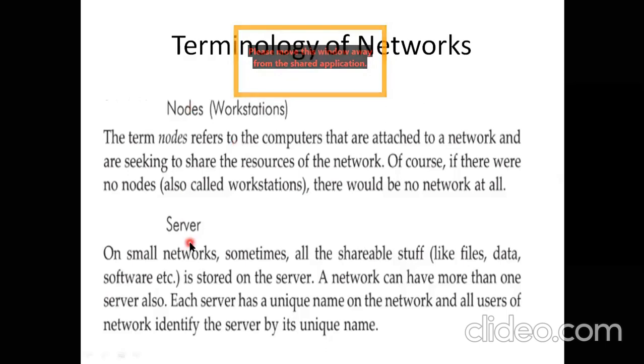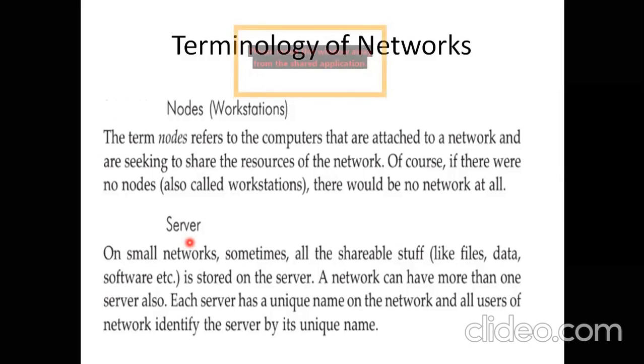Coming to the server, what does it do? It is actually a computer only. It is nothing more than a computer, but some of the functionalities are different. Like a computer shares something on the network, meaning you can share data, you can exchange emails. But a server is a dedicated computer which is responsible for sharing everything like files, data, software. Everything can be shared from your server. A network can have more than one server also. It is not necessary that only one server will be there.